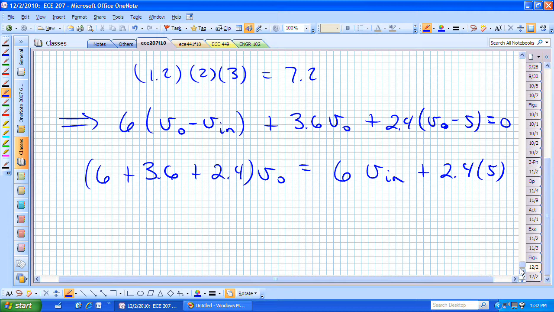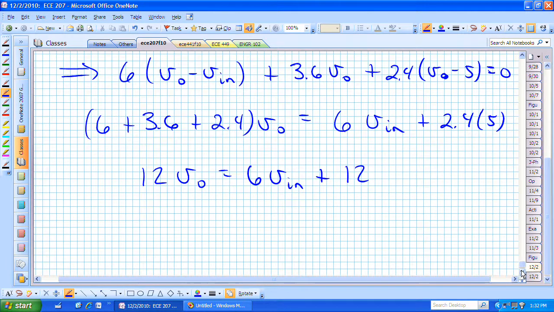What's in parentheses are the coefficients scaling V0. If you add those up, that's going to be 12. V0 is equal to 6 Vn, and 2.4 times 5, we have 10 plus 2, or 12. We now divide everything by 12. We have the equation that we wanted. We have V0 is equal to 1/2 Vn plus 1.